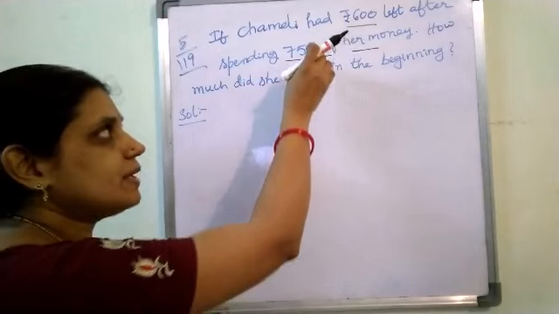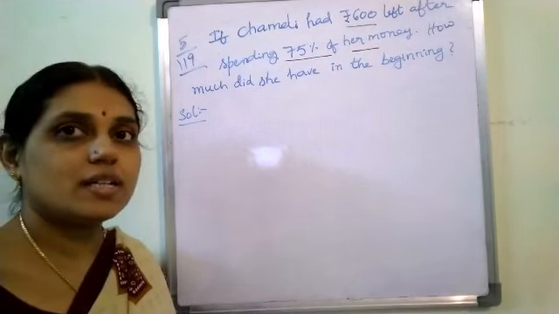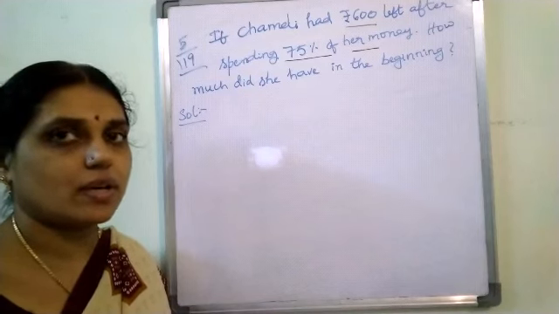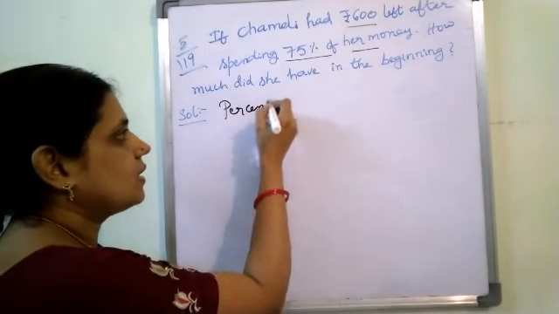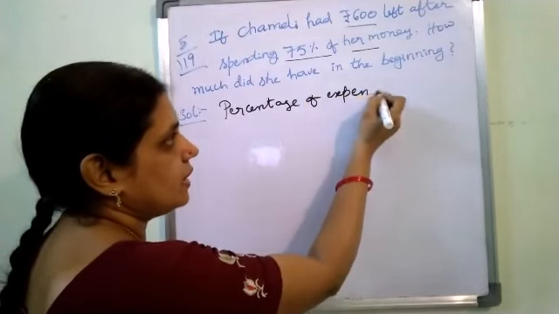So here after spending 75% of her money means what is the money she did not spend? That means what is the money she saved? That is 25%. Okay. So here the percentage of expenditure. The percentage of expenditure. Expenditure means spending.